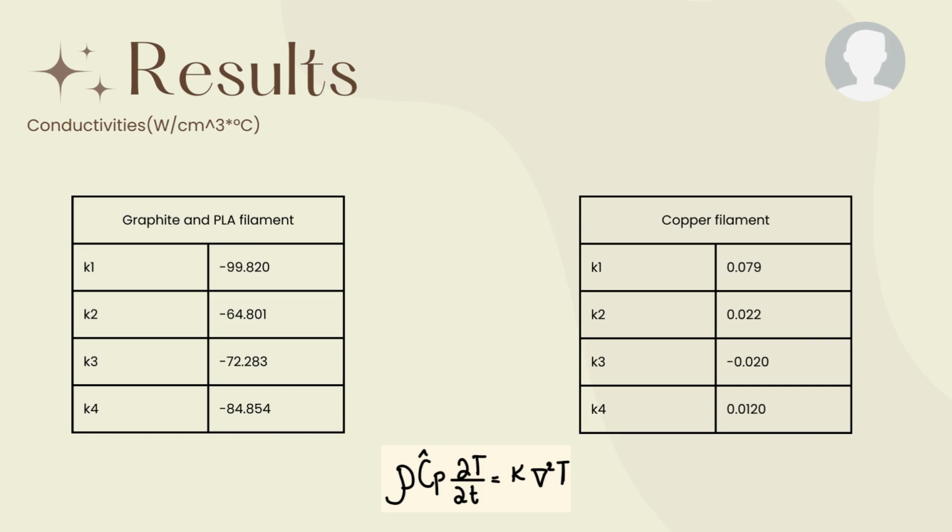In the copper filament, the conductivities were 0.079 watts over cubic centimeter Celsius degree, 0.022 in the second spot, minus 0.20 watts over cubic centimeter Celsius degree, and in the last spot 0.012 watts over cubic centimeter Celsius degree.